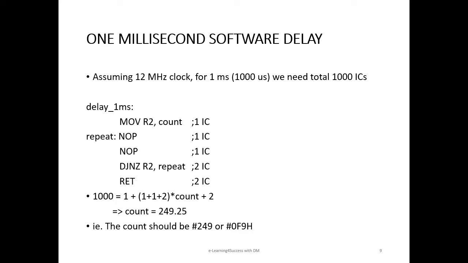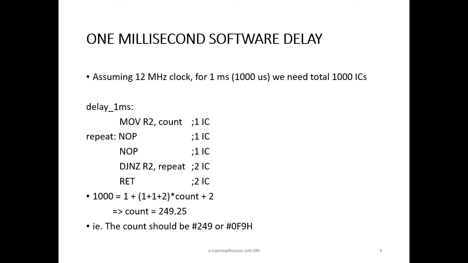Now we will take a problem in which 1 millisecond delay is required. Assuming 12 MHz clock, we know that we need a total of 1000 instruction cycles to generate 1 millisecond delay. We will write the following code segment as a subroutine, delay 1 millisecond. Next we will calculate the total number of instruction cycles required for executing this code. Here we have considered a variable count.